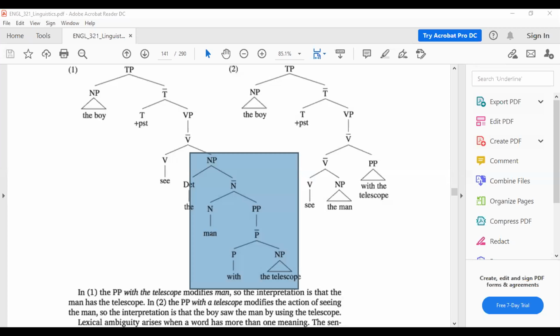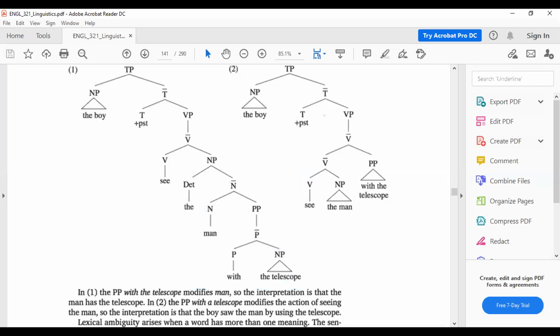Maybe at the beginning I said it the other way around. So here, you see this prepositional phrase with the telescope modifies man. That's why they are all under the N bar or the NP. Okay? So this means the meaning here is that the boy saw the man who had a telescope. The man had the telescope.